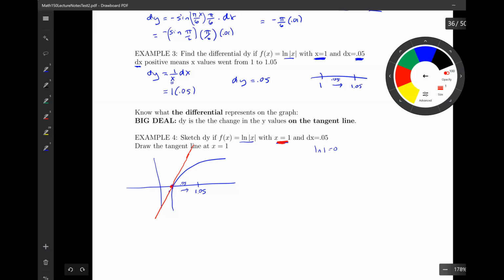Looks like that. All right, dy is the change in the y values that are on the tangent line. So starting from this initial point of x equals 1, I go up to the y value on the tangent line. This distance from here to here is dy, and we calculated that it's 0.05. My graph is not to scale, but that's where dy is. The delta y would be the change in the y values on f of x. So here's my original point. If I went up to the y value here, from here to here would be the delta y. All right, let's continue on.